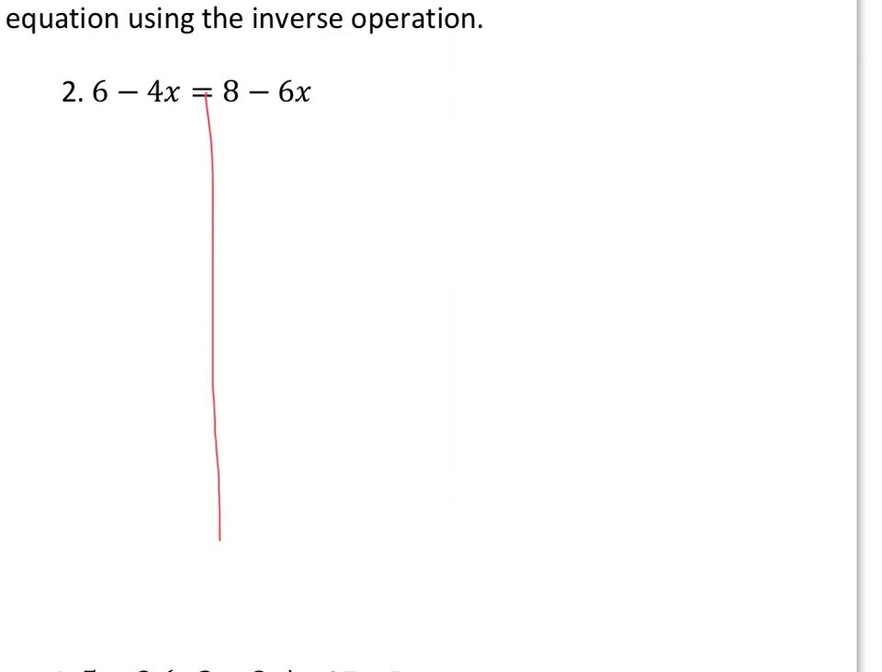Now, this could be a little tricky. Don't forget the negatives. This is negative 6x. This is negative 4x. You might think that this is the smaller one, but since there's a negative in front, negative 6 is smaller than negative 4. And since this is minus, I'm going to do the opposite. I'm going to add 6x to both sides. So I'm going to add 6x here.